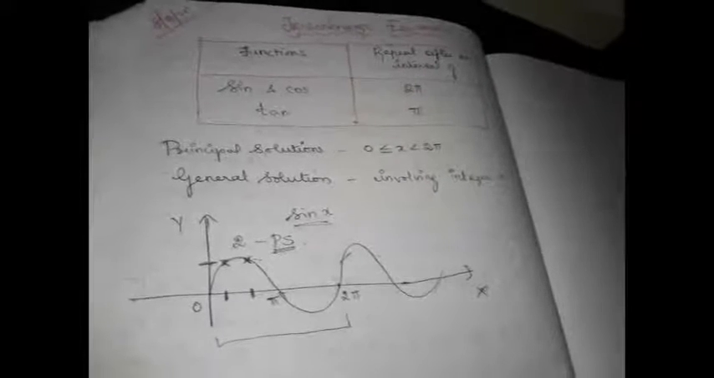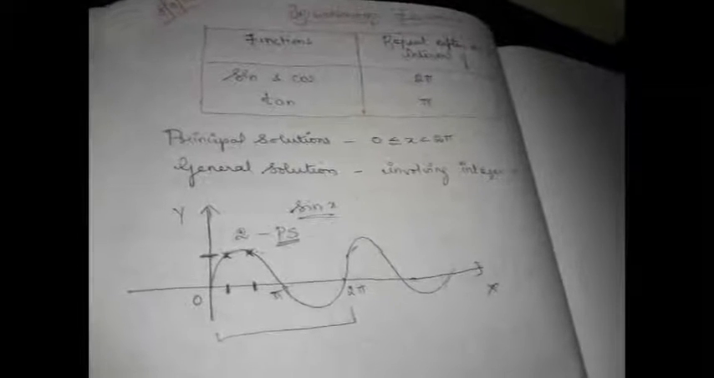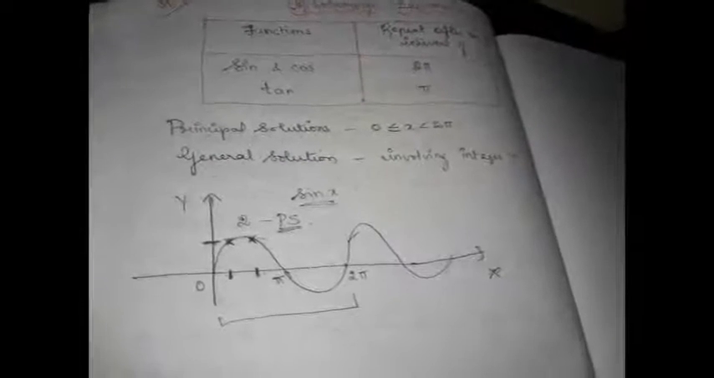Right. So what is the solution? Solution is the value of x. The value of the unknown variable in the equation is called the solution of that particular equation. Right. Now let us see a few examples of how we can find the principal solution.